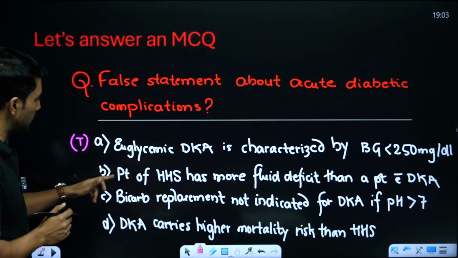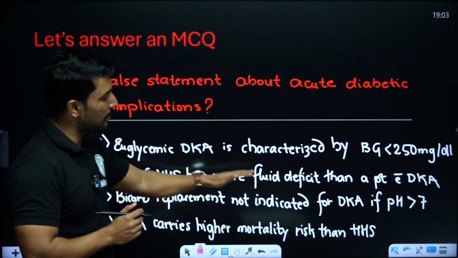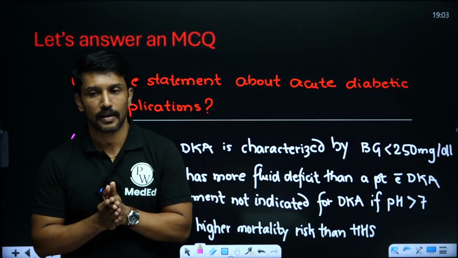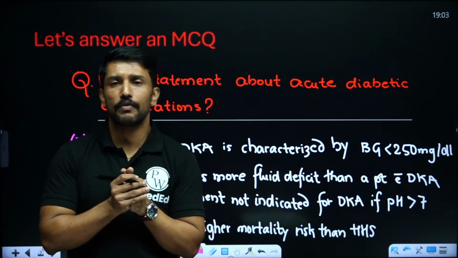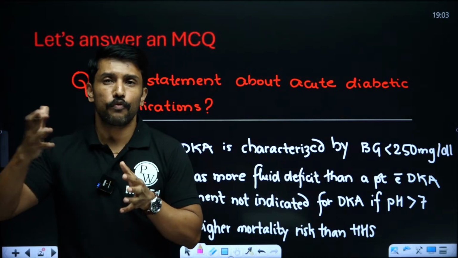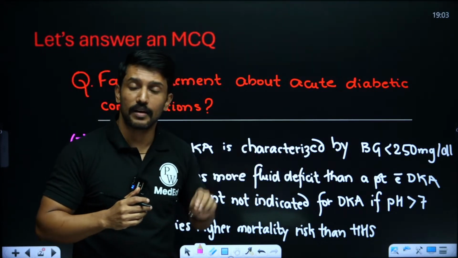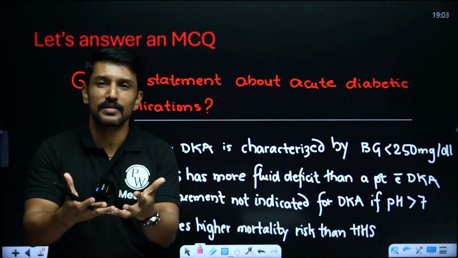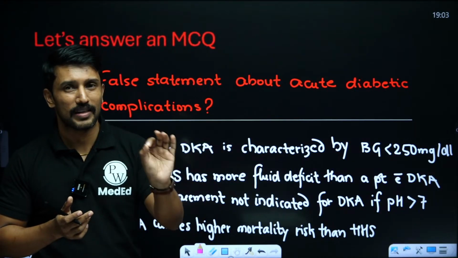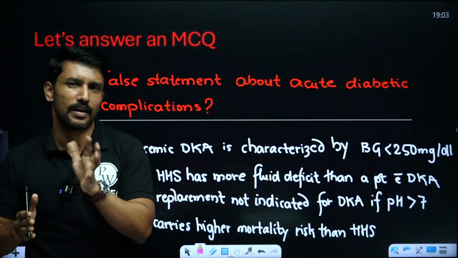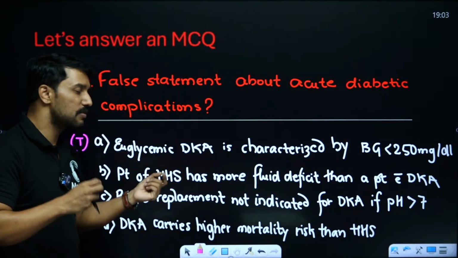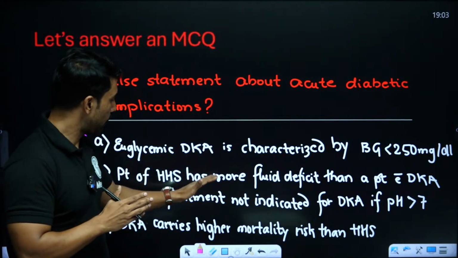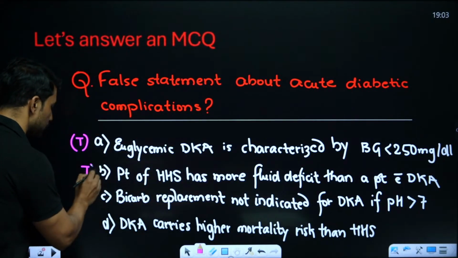Okay. Next statement. Patient of HHS has more fluid deficit than patient with DKA. This point I have elaborated again and again in the previous class. Whenever we have a patient with HHS, they tend to have more fluid deficit because DKA patients present early. Why do they present early? Because the presence of ketosis makes them feel the symptoms early, so they come early. So when they present, they have relatively less fluid deficit, around 6 liters. But patients with HHS may have fluid deficits upwards of 6 liters, usually 8-9 liters of fluid they would have already lost when they come. So this statement is also true.